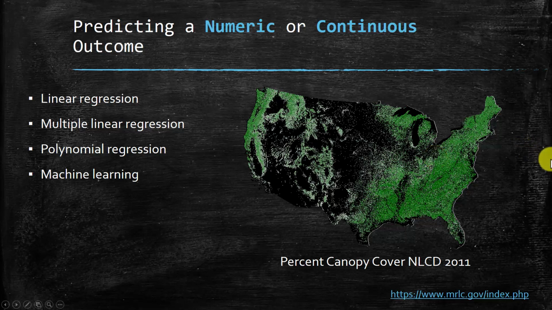Here's an example of an output that would be a continuous variable measured over a spatial extent. So this is a product from the National Land Cover Database, specifically from the 2011 product. So here, all the areas in green represent forest, and darker shades of green indicate a higher percentage of canopy cover. So effectively, this is a continuous or numeric estimation of percent canopy cover. So this was specifically done using the random forest algorithm. So again, a continuous variable, percentage.